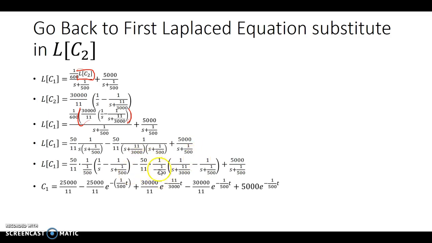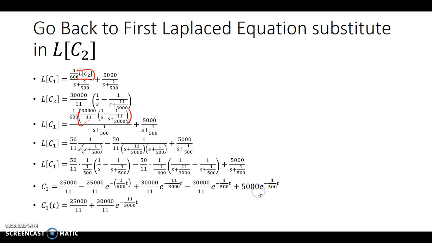Yeah, so that's a positive factor right there because I have a negative 1 over b minus a, which comes out to negative 1 over negative 1/600. And then I'll distribute that to this term as well, and the inverse of that is e^(-t/500). And then I have plus 5,000 e^(-t/500).